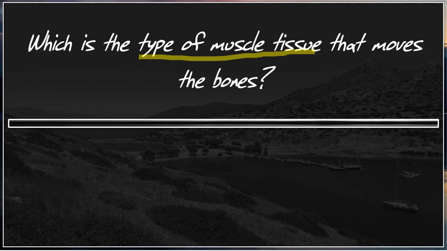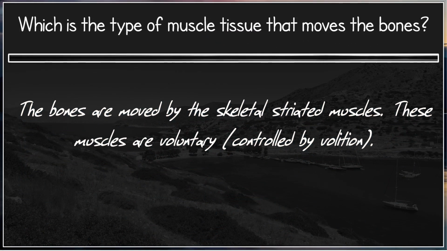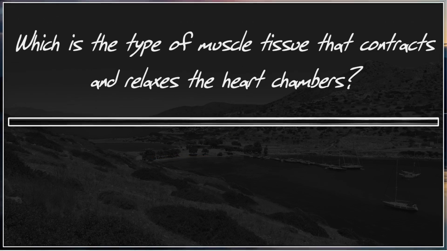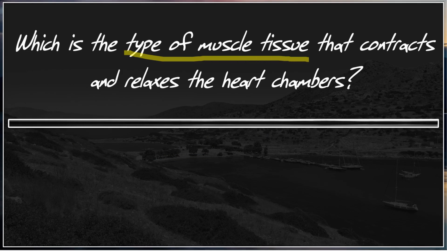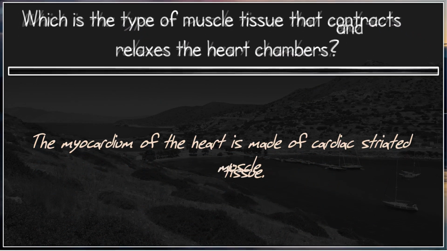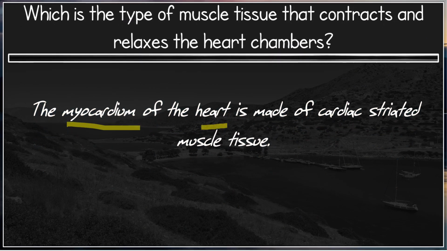Which type of muscle tissue moves the bone? The bones are moved by skeletal striated muscles. These muscles are voluntary, meaning controlled by volition. Which is the type of muscle tissue that contracts and relaxes the heart chambers? The myocardium of the heart is made up of cardiac striated muscle tissue.